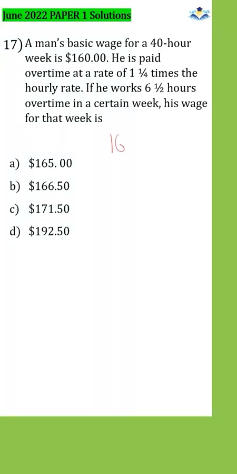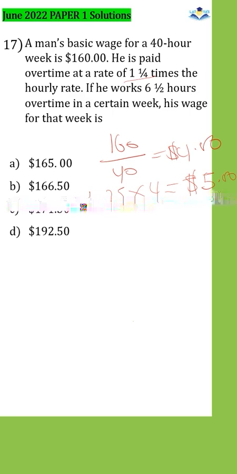So if we divide 160 by 40, we would get $4. $4 represents what he works for in 1 hour. Now the question tells us that he is paid 1.25 times the hourly rate. So if I multiply 1.25 by 4, this will tell me his overtime rate. His overtime rate is $5.